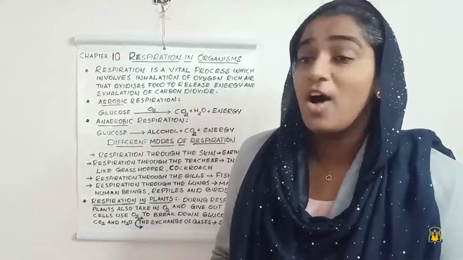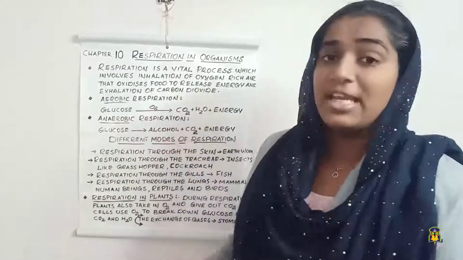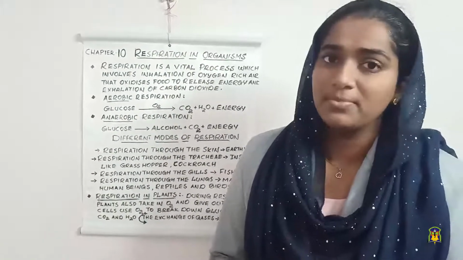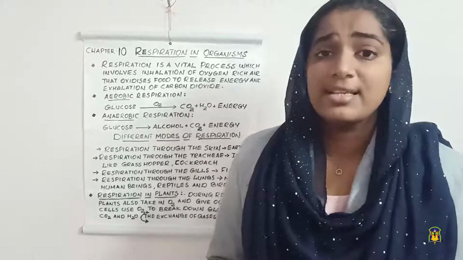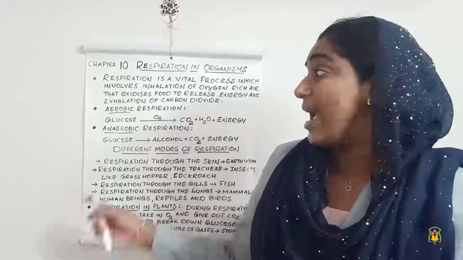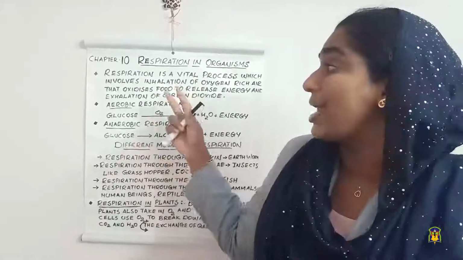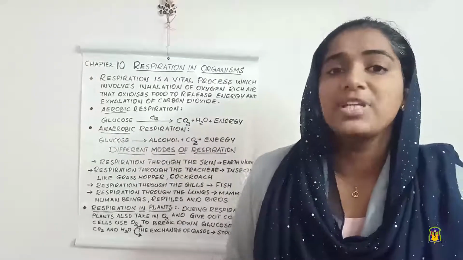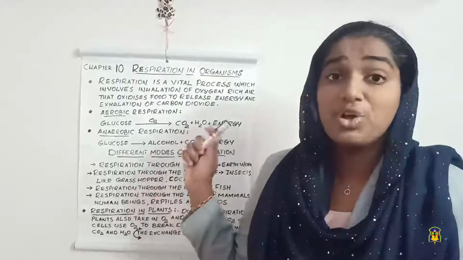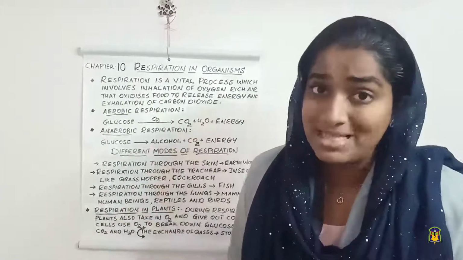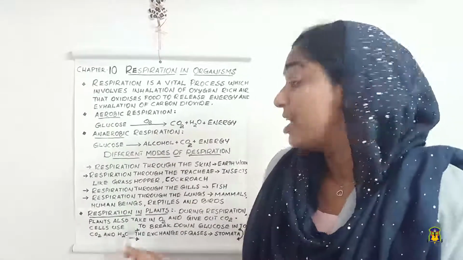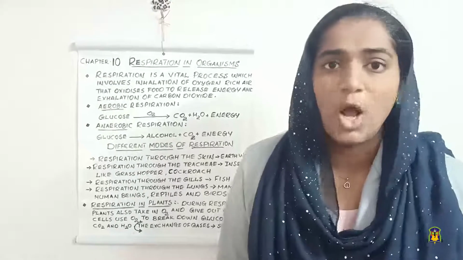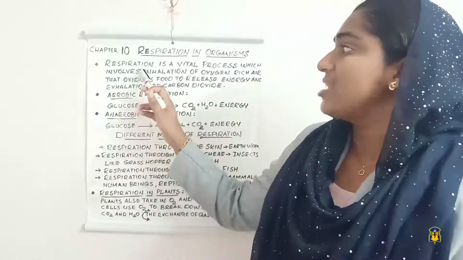We have completed our 10th chapter, Respiration in Organisms. I would like to give a summary of this chapter. In this chapter we discussed what is respiration, and two types of respiration, aerobic respiration and anaerobic respiration. After that we discussed different modes of respiration found in various animals, and then respiration in plants. These are the main points we discussed in this chapter. First I will say respiration.